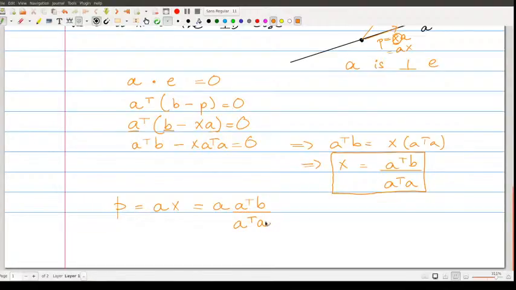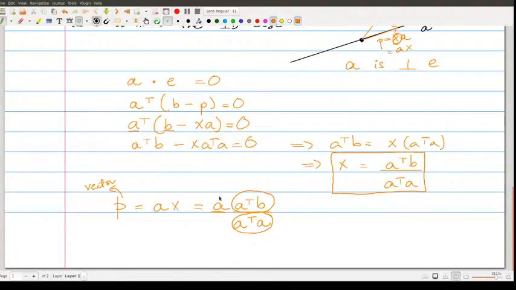So there are two ways of viewing this equation. The first way of viewing this equation, this formula for the projection, is to think of these three components: this first component, this second component, and this third component. Notice that we know that p is a vector.